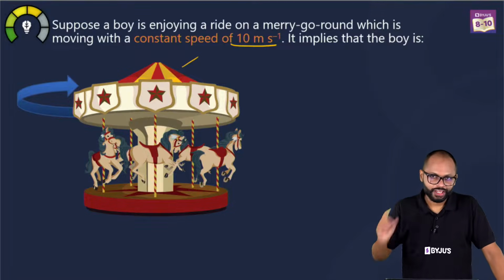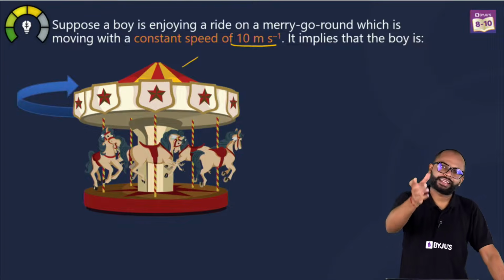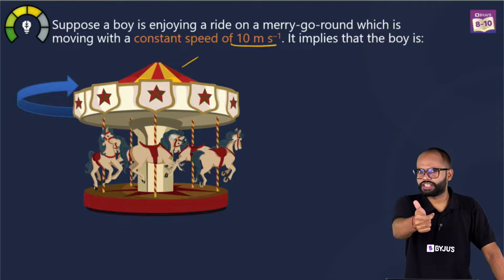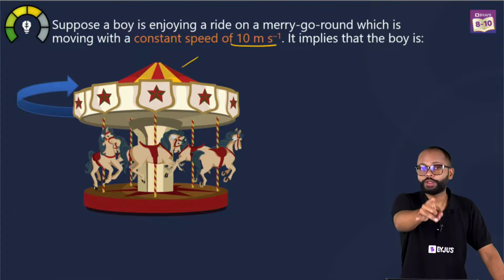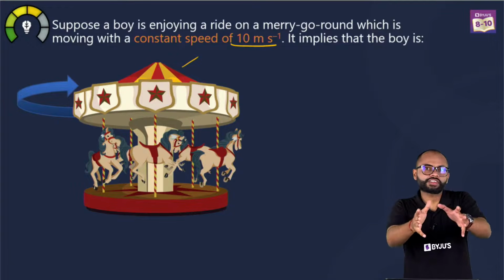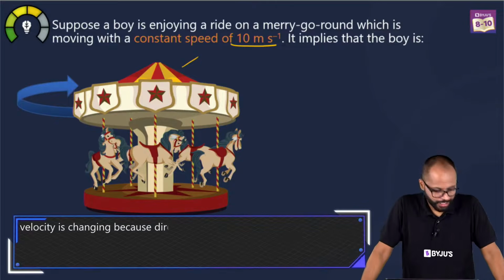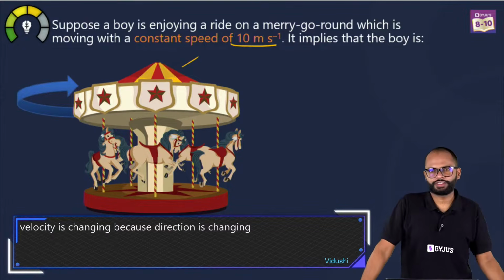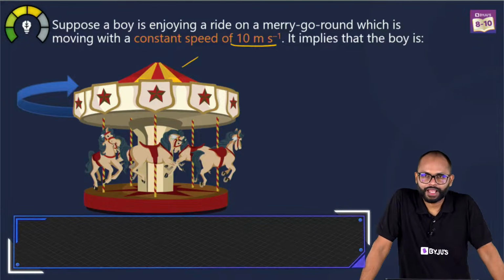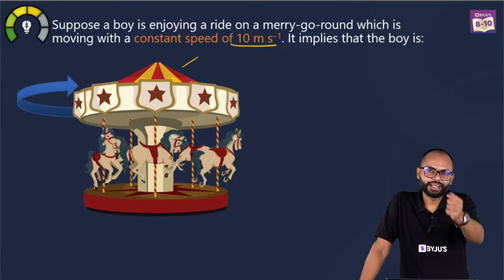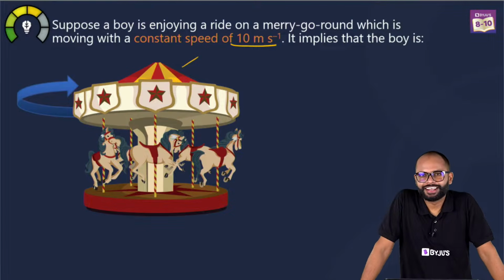If direction of velocity is changing, I can say velocity is changing. If velocity is changing, acceleration is going to be there. Why? Because acceleration is rate of change of velocity. Very good, Vidushi. Yes. Can someone tell me the direction of acceleration? I know this is a little above your grade, but still I'm asking. So you have reached the correct answer. It is accelerated motion. Can someone tell me what is the direction of acceleration?